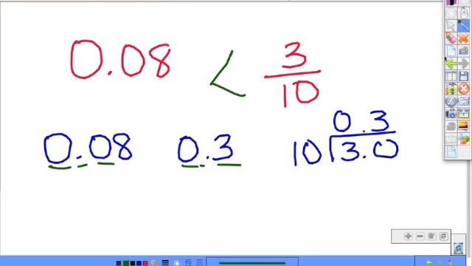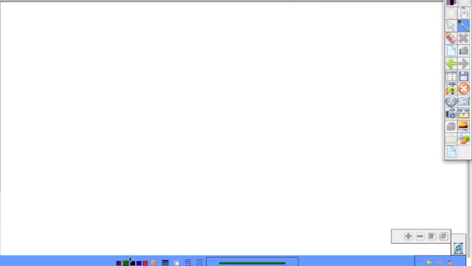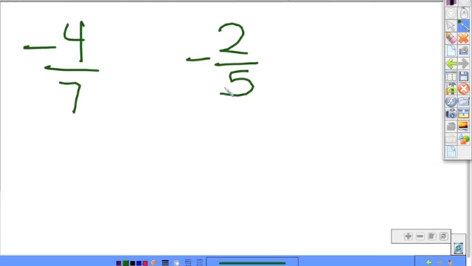Okay, now we do have something tricky when we have negative digits. So, here we go. Let's try this. -4/7 and -2/5. Okay? So now we need to find which is larger. So let me go ahead and show you if you found your common denominator. Well, what is the common denominator between 7 and 5? Well, it would be 35. So I'm going to multiply this by 5. What you do to the bottom, you do to the top. And this one, I need to multiply by 7. What you do to the bottom, you do to the top.